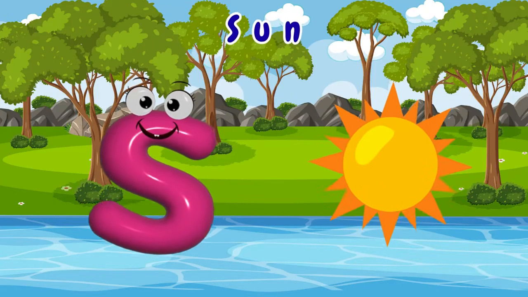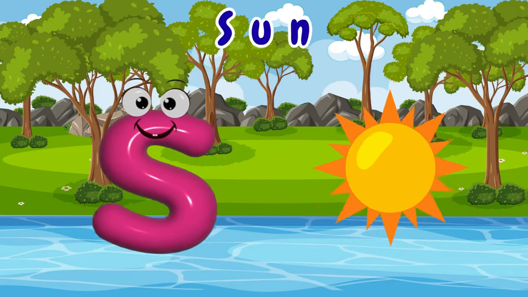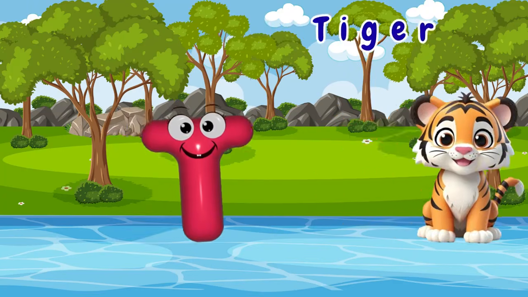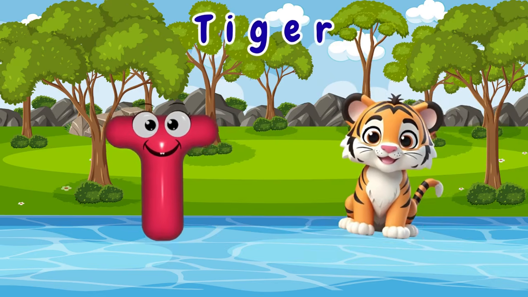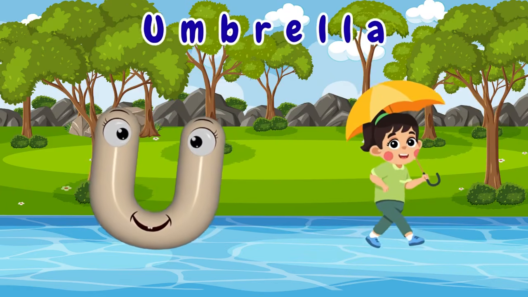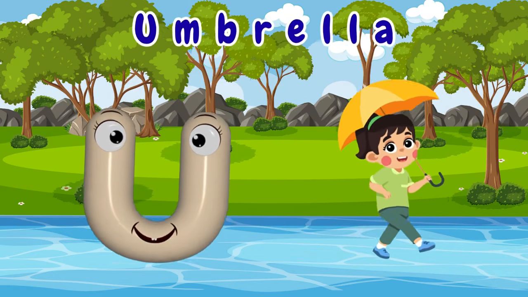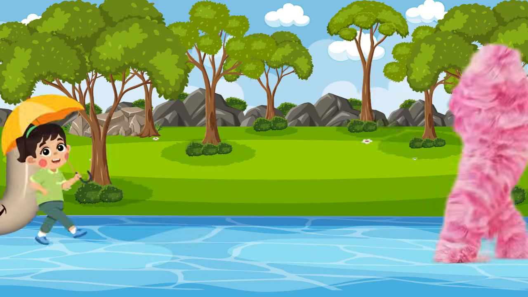S is for sun, S sun, S is for sun. T is for tiger, T tiger, T is for tiger. U is for umbrella, U umbrella, U is for umbrella.